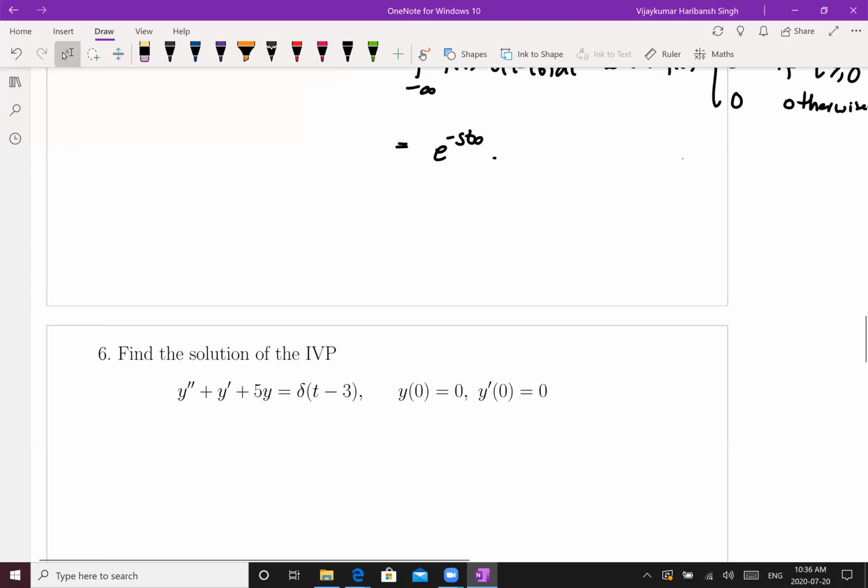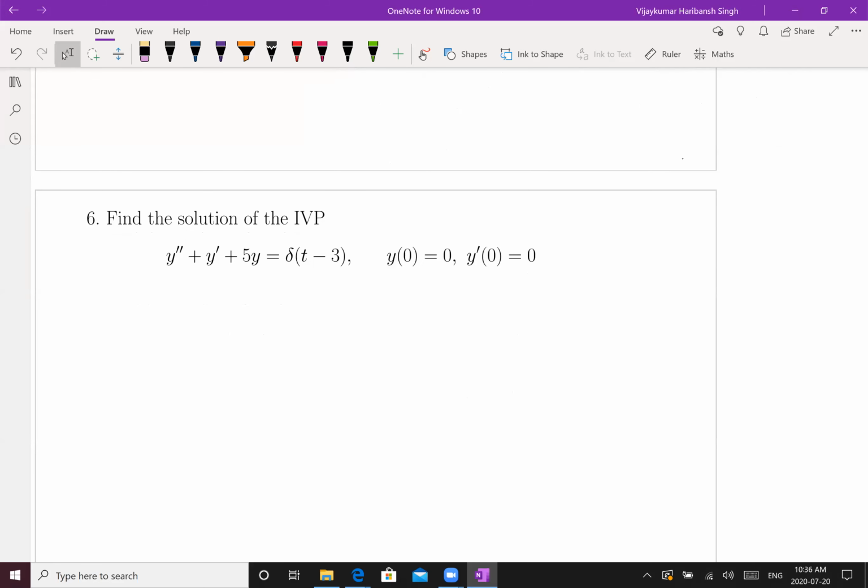So now let's solve the following IVP. We have y double prime plus y prime plus y equals delta of t minus t naught, y of 0 is 0, y prime of 0 is 0. So first step, take the Laplace transform on both sides.